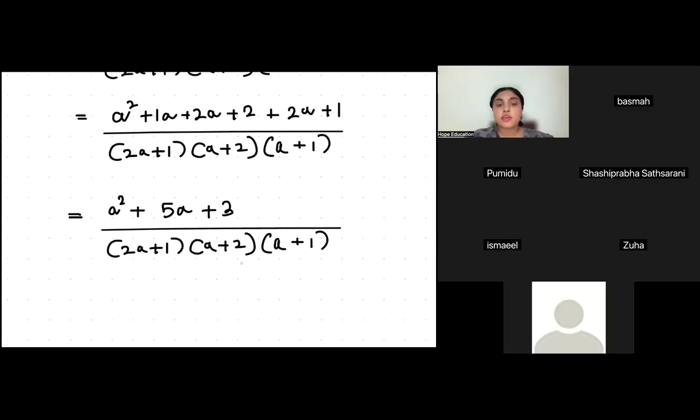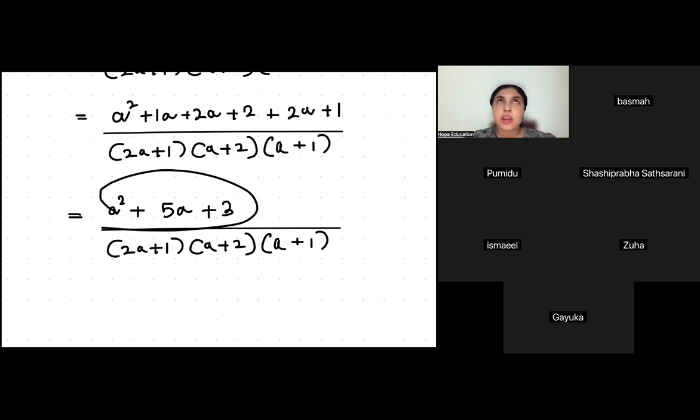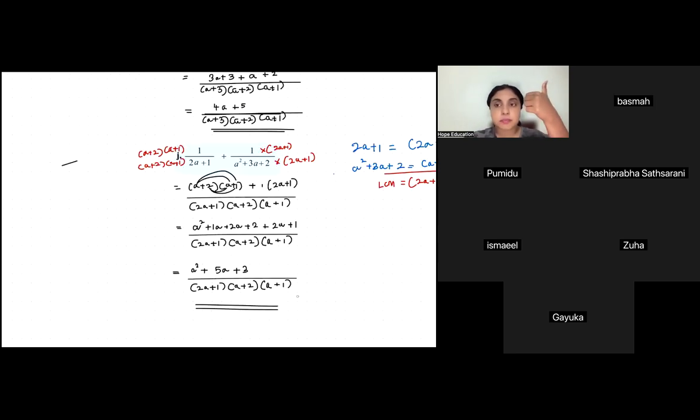If you try to factorize this one, you will get into trouble, because we have not learned how to factorize something like this. So we'll just leave it like this. This is the final answer. Okay. Is this clear to all of you? Give me a thumbs up, please.